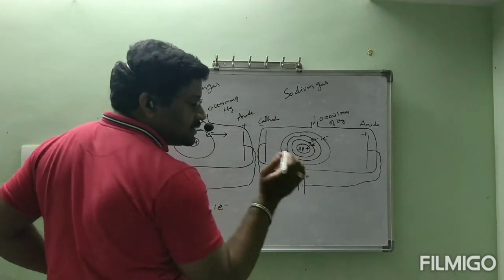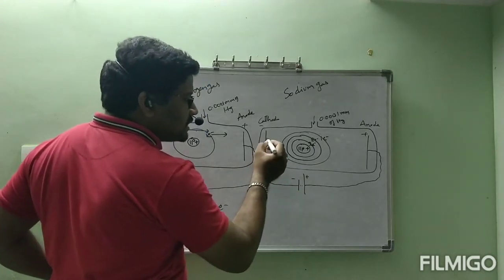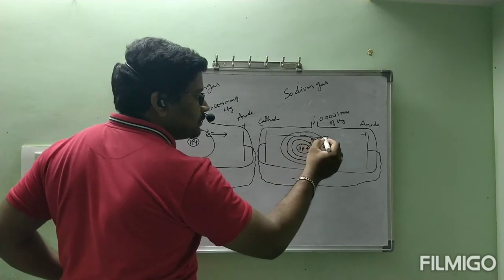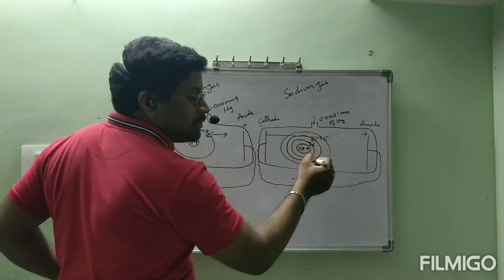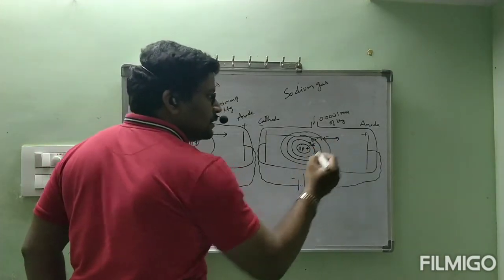Okay, at once if you switch on the battery, this is going to reach and finally it is going to hit the outer electron. One electron which is present outside is going to be hit. Okay, then that electron comes out.